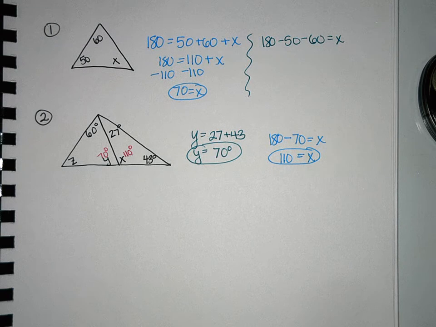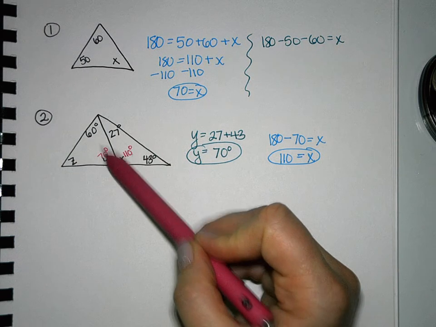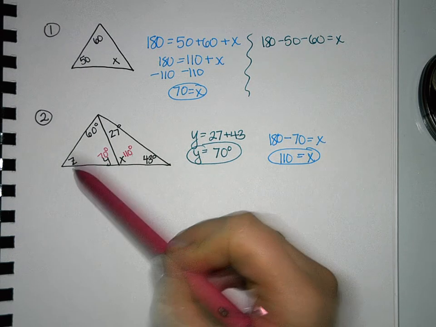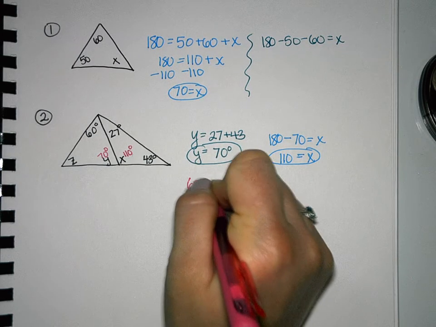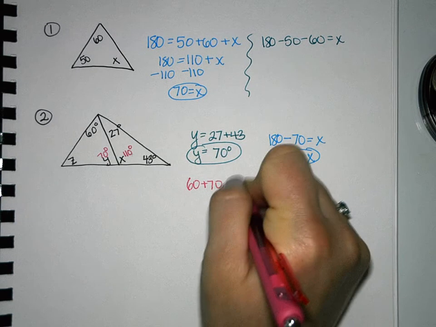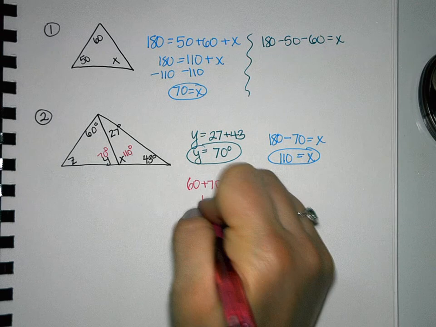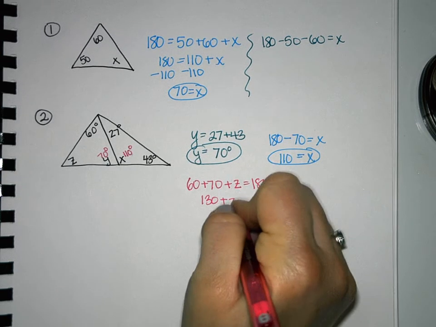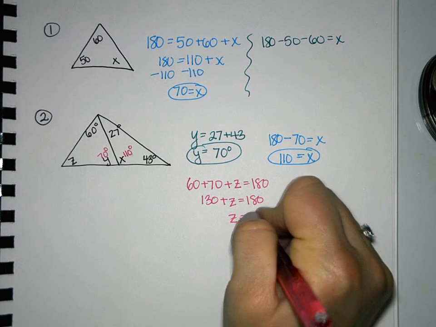Jill, what are you saying? Oh, I thought it was how we add 3 to make it equal to 1, and we already know that y is 70. Okay, so we're going to use triangle sum. We know 2 of our angles already. We're trying to find the third. So if we take the 3 angles, 60, 70, plus z, we know it has to add up to 180. So we get 130 plus z equals 180. Subtract, and we get z is equal to 50.